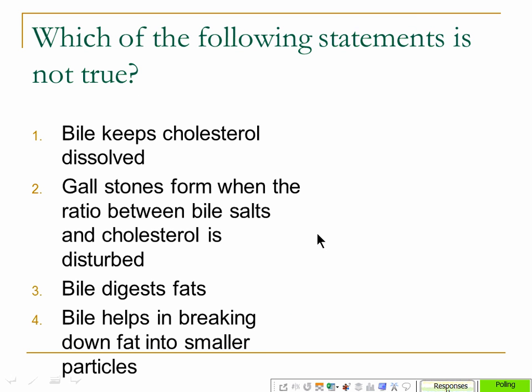So let's answer a few of these questions. Which of the following statements is not true?